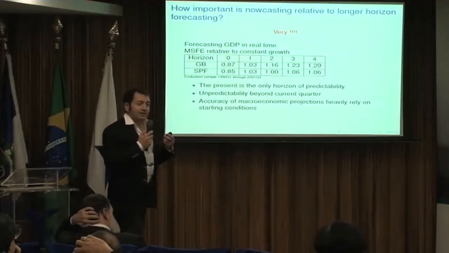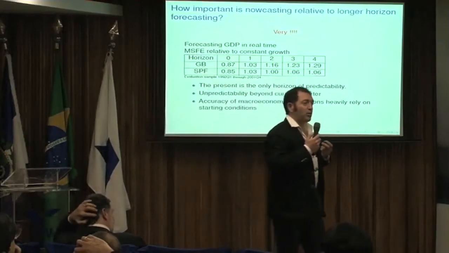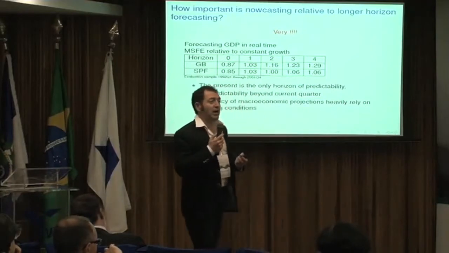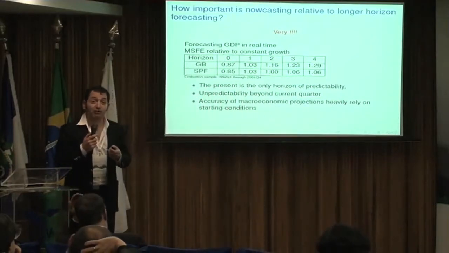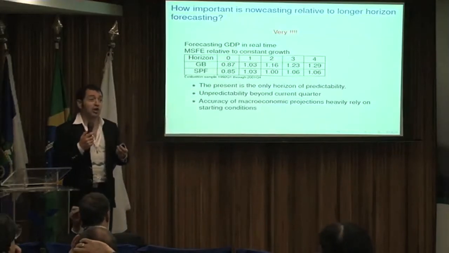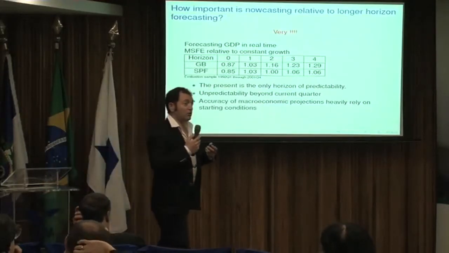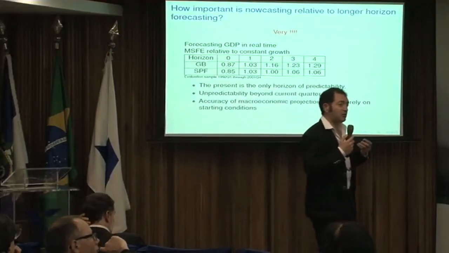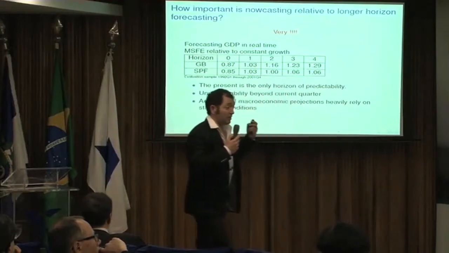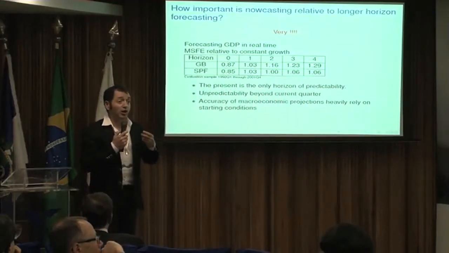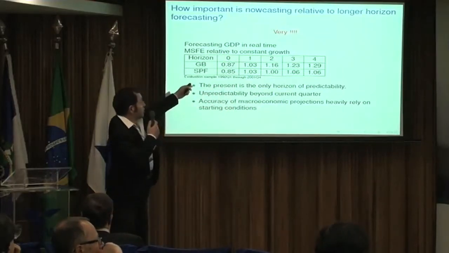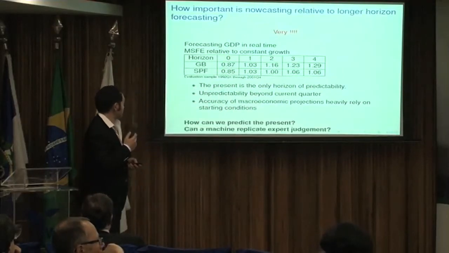And this implies that our macroeconomic projections strongly rely on the accuracy of our starting conditions. So these results don't mean that projections are useless. They are useful in order to organize and to understand the relation between macro variables. However, this result tells you that the accuracy will depend strongly on doing a very good job in the present. And actually, in that case, you could do it using judgment.